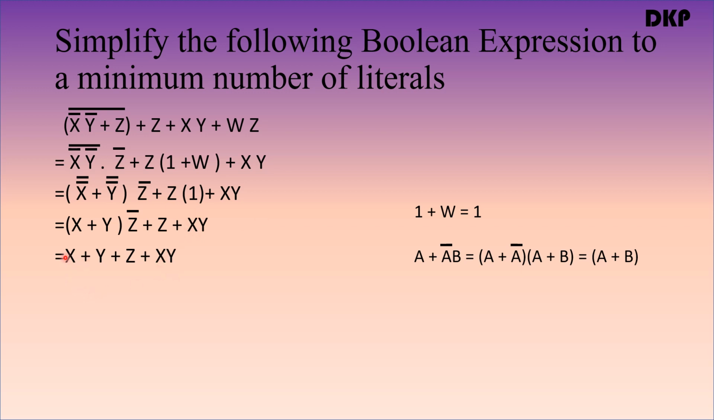Now you can notice that in the first term and in the last term x is common. X is common in the first and last term. Therefore, we can combine these two terms and write it as x into 1 plus y plus z. What is 1 plus y? 1 plus y is equal to 1. Therefore, this can be reduced to x plus y plus z. So, this is the simplified Boolean expression of this given expression.